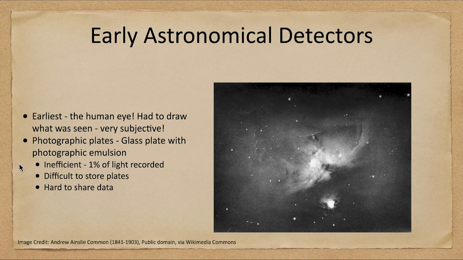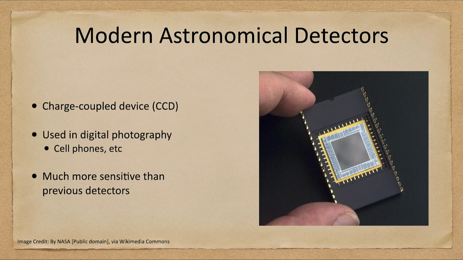So what is used now? Well, modern astronomical detectors use a charge coupled device. And you're familiar with these in terms of cell phones, which use this same kind of thing for photography to record images. The nice thing is that they are much more sensitive, so they detect more light. And of course, they're a digital readout, so you can actually see your images right away.